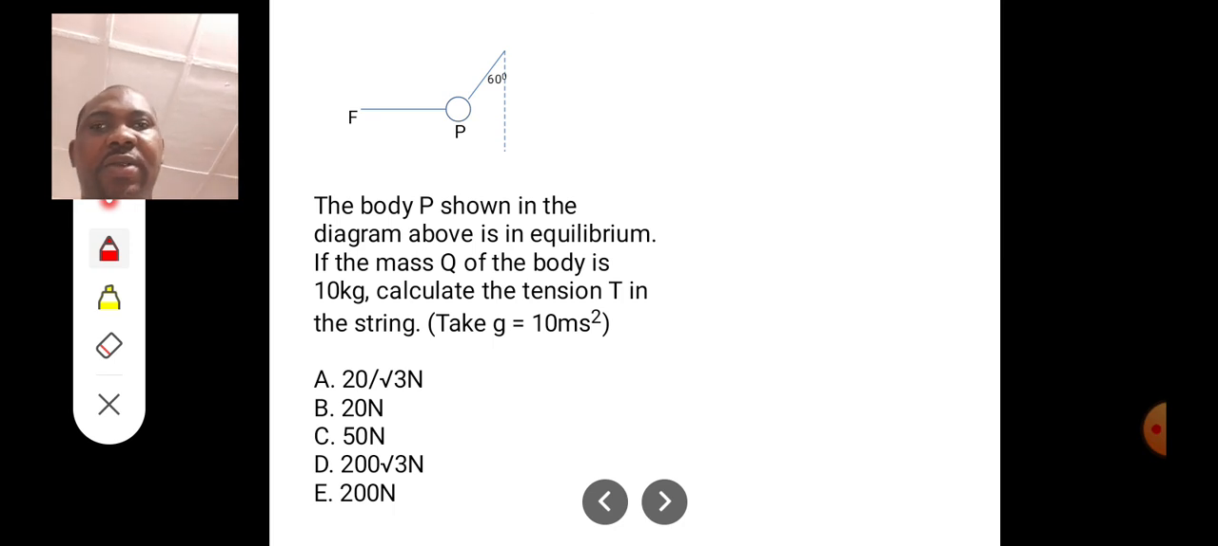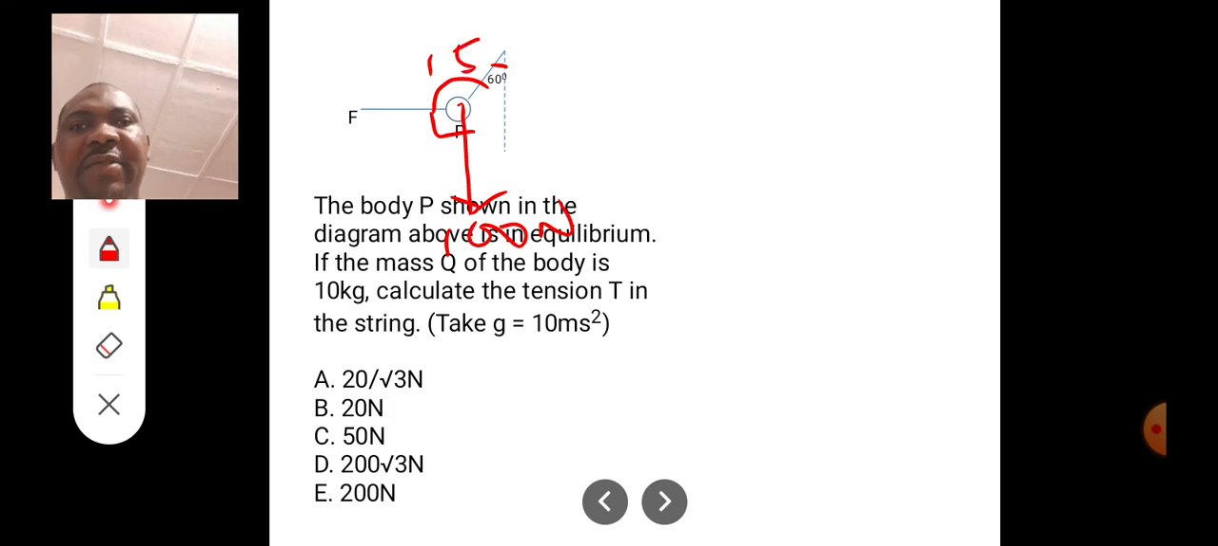Now look at this question. It says the body P shown in the diagram above is in equilibrium. If the mass Q of the body is 10 kilogram, calculate the tension T in the string. Okay, so the mass is 10 kilogram, meaning that it's acting downwards. 10 kilogram means 100 newtons. I've told you before, if this angle is 60 degrees, it means that this one here, which is already 90 degrees, this here will be 60 plus 90, which is 150 degrees.